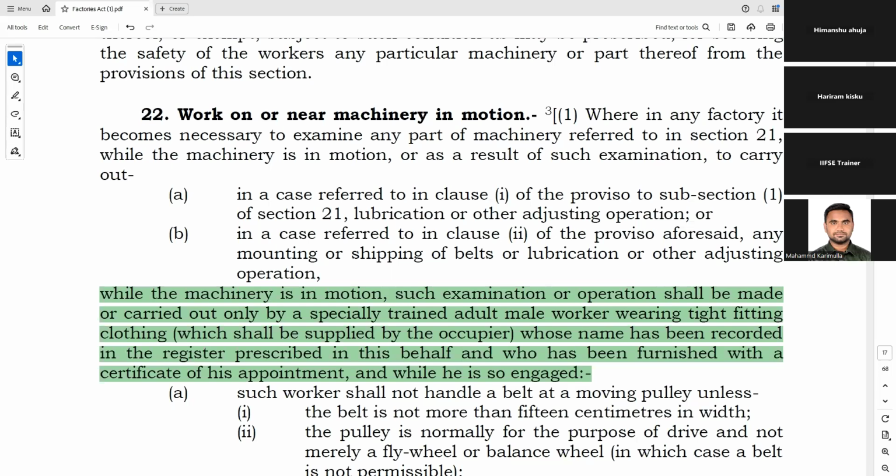While the machinery is in motion, such examination or operation is to be done only by a specially trained adult male worker wearing tight-fitting clothing, which shall be supplied by the occupier, and whose name has been recorded in the register prescribed for this purpose, and who has been furnished with a certificate of his appointment, and while he is so engaged.